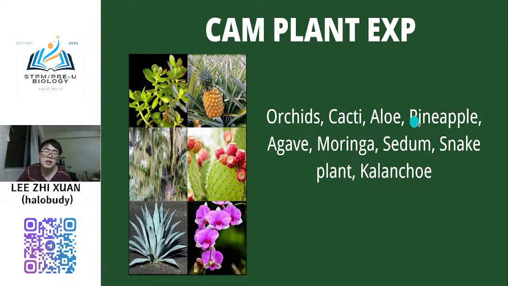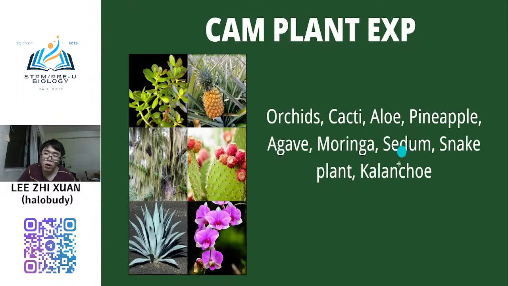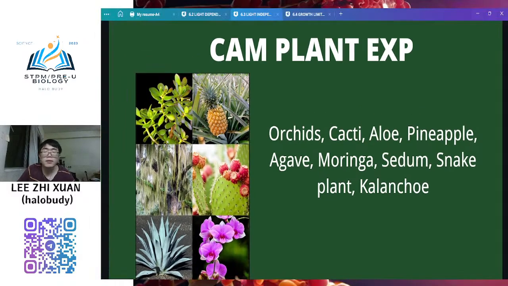Pineapple and cactus is a very famous one, and also orchid. Orchid, and also other snake plant, kalanchoe, moringa, sedum, all these. Okay, so that's all for the light independent variation.